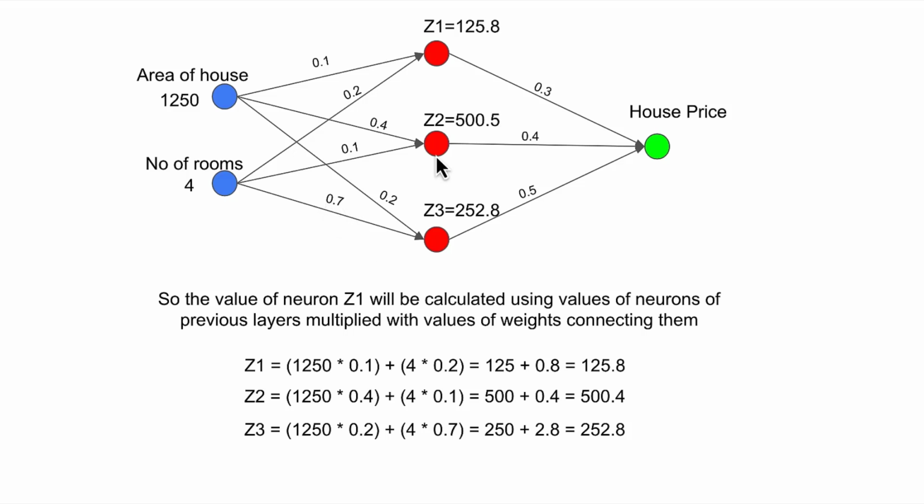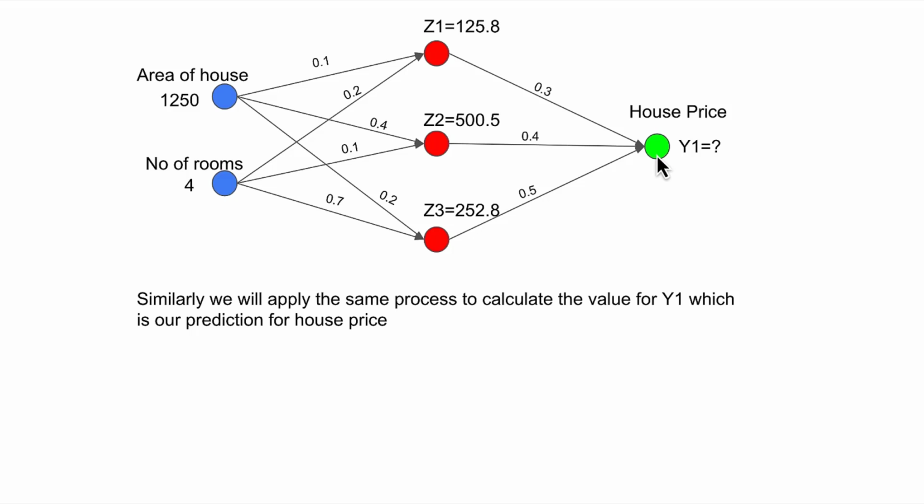And now after finding these values for z1, z2 and z3, the next step is finding the value for this green neuron or the neuron of our output layer. So let's name this neuron y1. And now to calculate the value for this y1 we are going to use the same procedure.